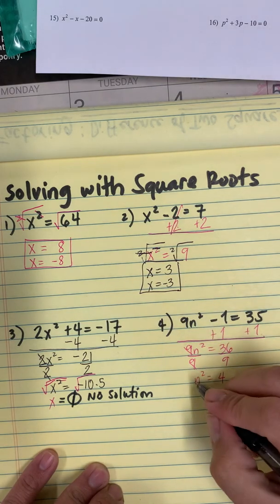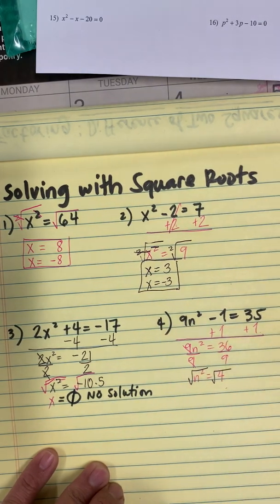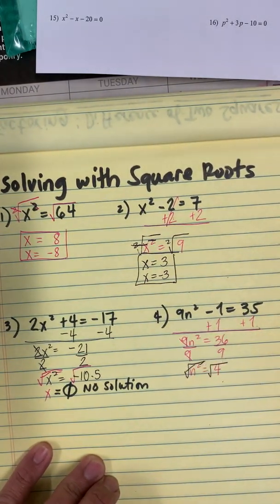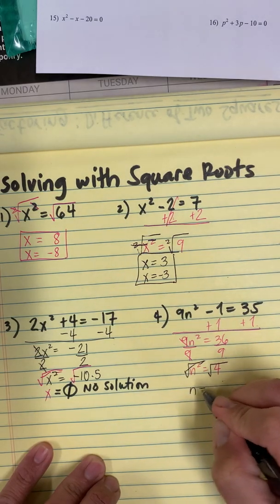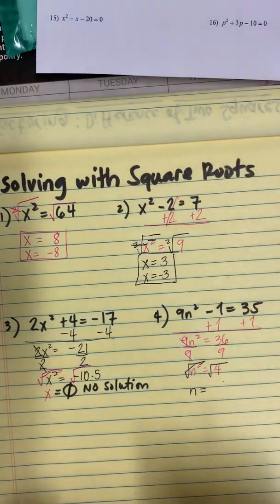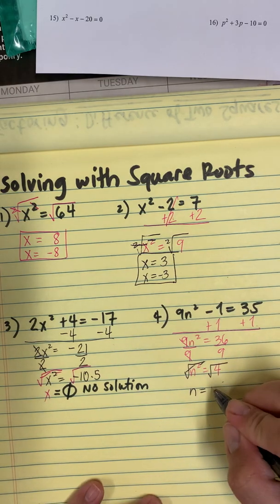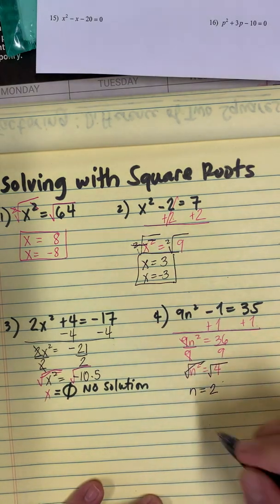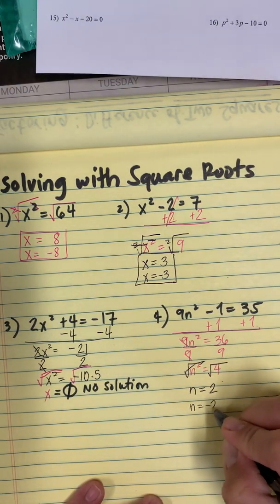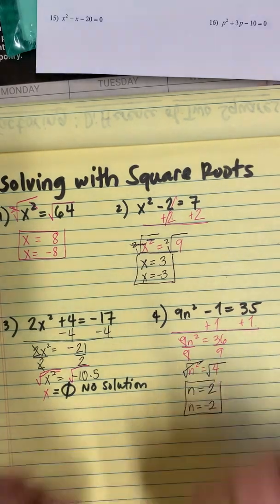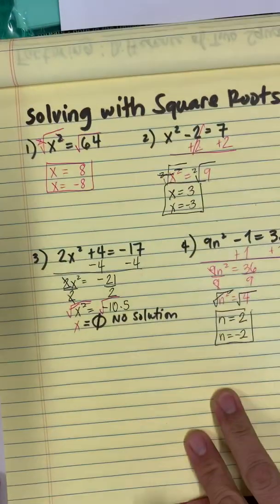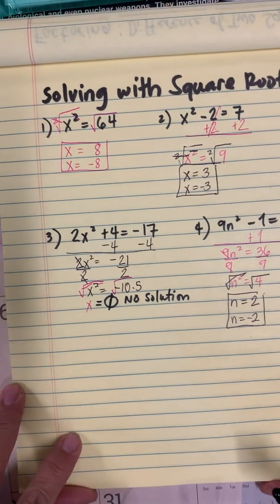Take the square root on both sides. This crosses out, and n is by itself. What two numbers when you multiply them give you a 4? That has to be the same digit. 2 times 2 is 4. Negative 2 times negative 2 is 4. So the answers are n equals 2 and n equals negative 2. Kaboom! Alright, a few more here.